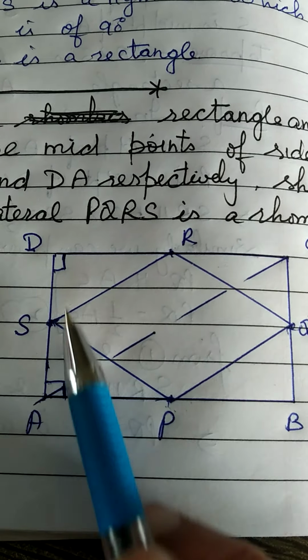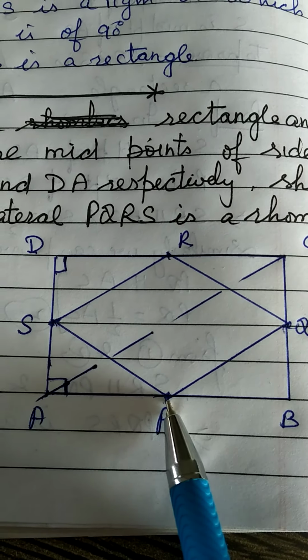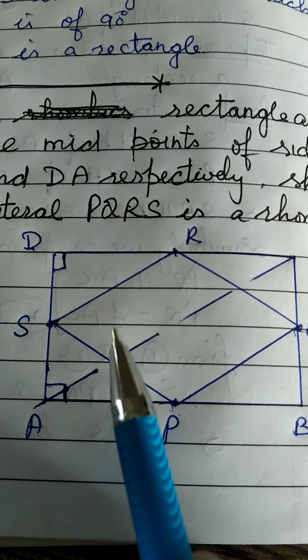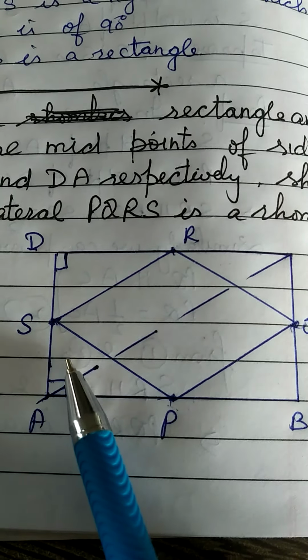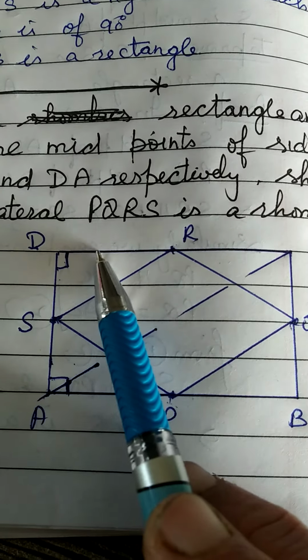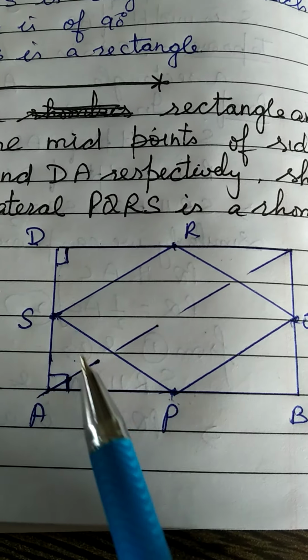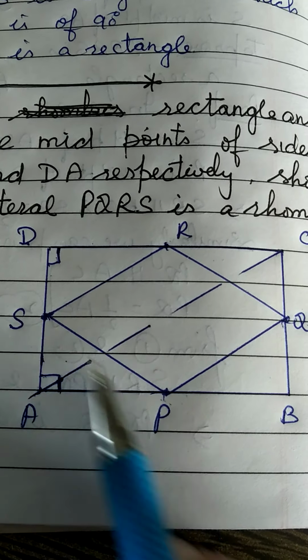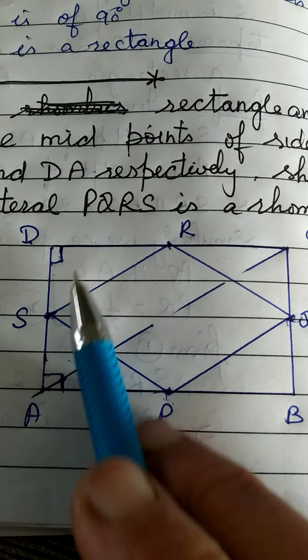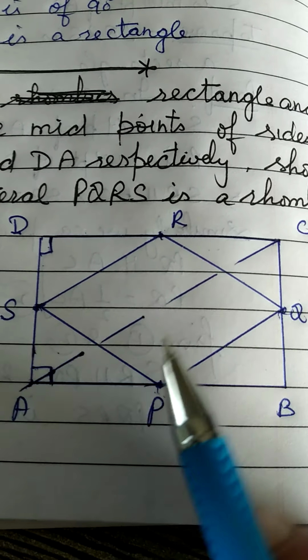If these triangles are congruent, it means that SR is equal to SP by CPCT. And these triangles are congruent by the rule side, angle, side. We have got SP is equal to SR by CPCT, that is corresponding parts of congruent triangles.